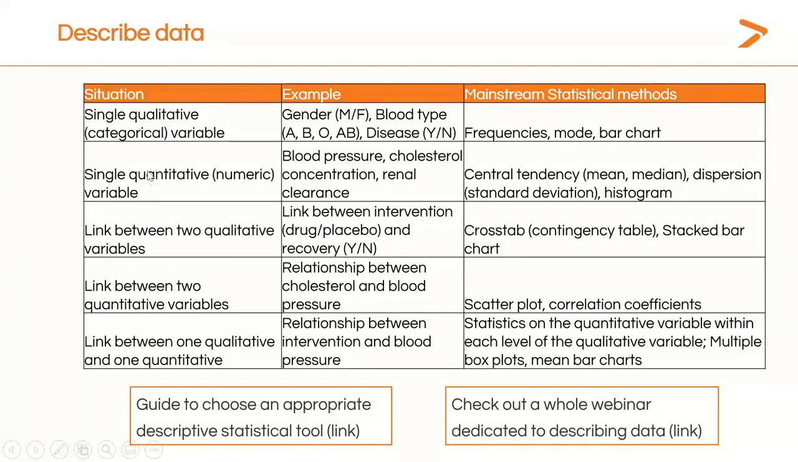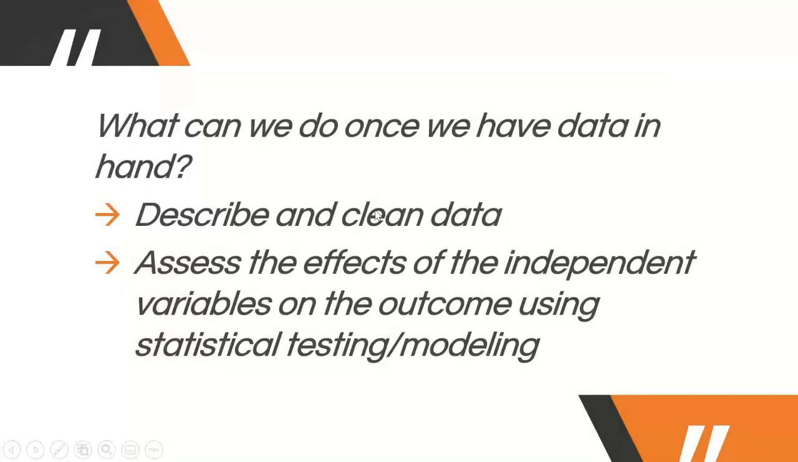If you have quantitative variables, numeric, such as blood pressure, cholesterol, and stuff like that, you can use central tendency, dispersion, and histogram statistics. If you want to investigate the link between two qualitative variables, for instance, the link between intervention and recovery, you can use a crosstab. Link between two quantitative, you can use scatterplot, correlation coefficients, and so on. Okay. Then this was for describing data.